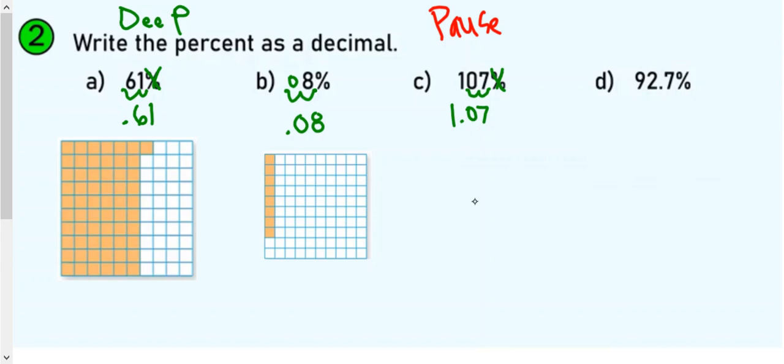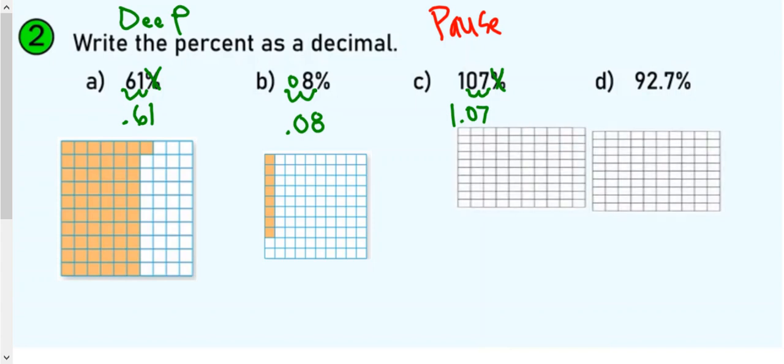And if we look at that on a grid here, you can see that we have one full 10 by 10 grid colored, and then 7 more on the second grid, and that is because 107% means that we have 107 out of 100, so you can see that represented there. Alright, and then for the last one, we got 92.7%.